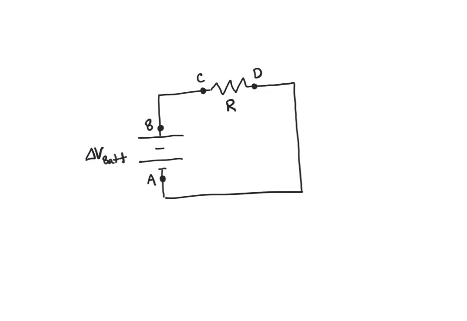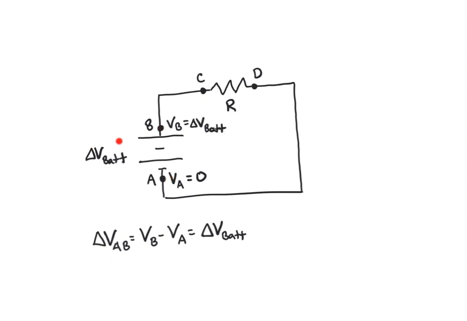What does it mean, though, for the battery to have a potential difference of what I labeled delta V bat for the battery? It means that the difference in value of electric potential at A to B is this. So, for example, if the potential at A is equal to 0, then the potential at point B is equal to delta V of the battery. The battery holds A and B at a specific potential difference.